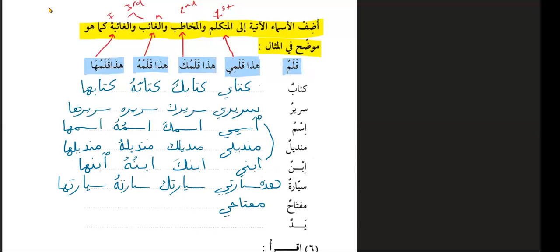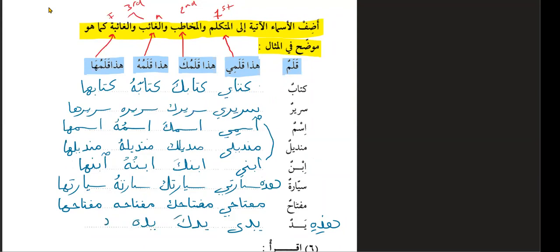هذا مفتاحي، هذا مفتاحك، هذا مفتاحه. نعم. وهذا مفتاحها. مفتاحها. جيد. عبد القيوم. هذه يدي. Because it's feminine. نعم. هذه يدي، هذه يدك، هذه يده، هذه يدها.